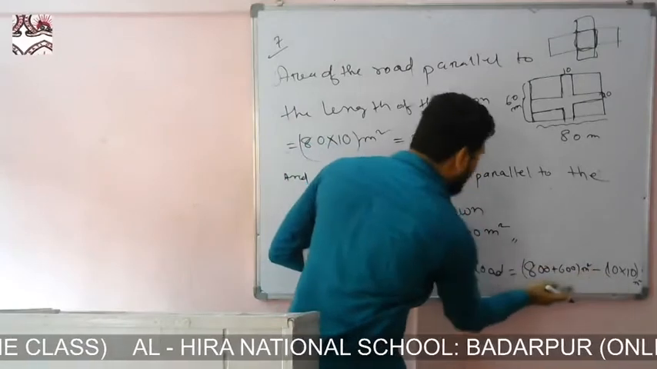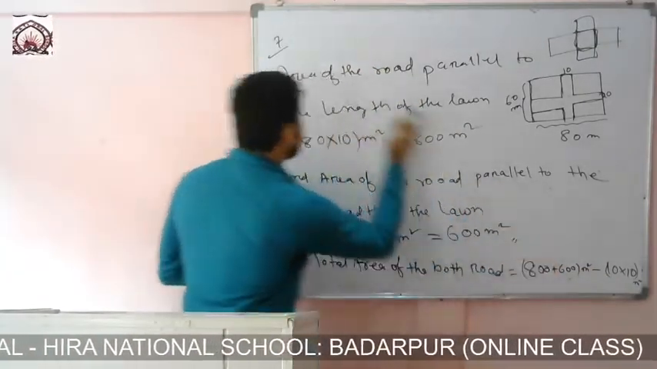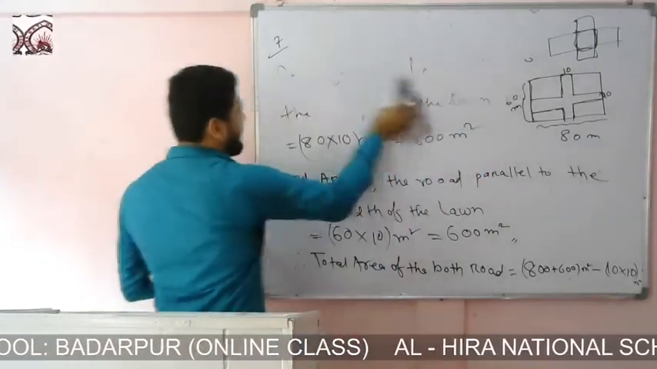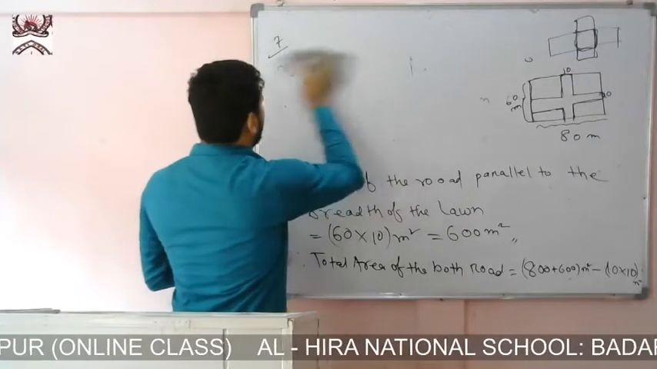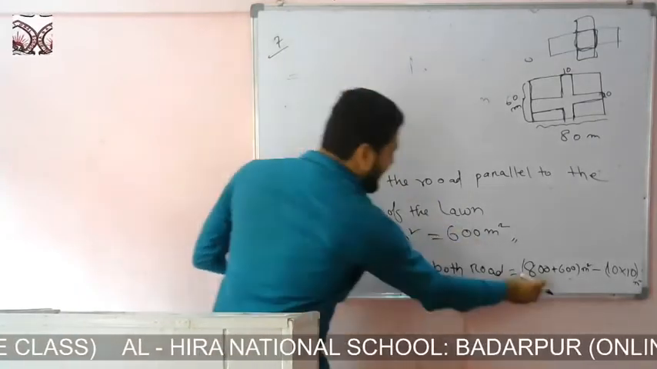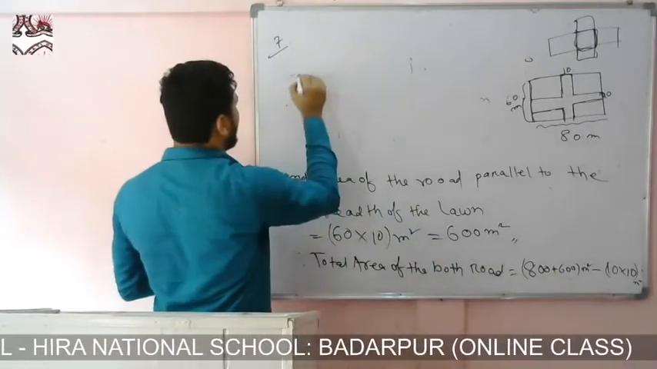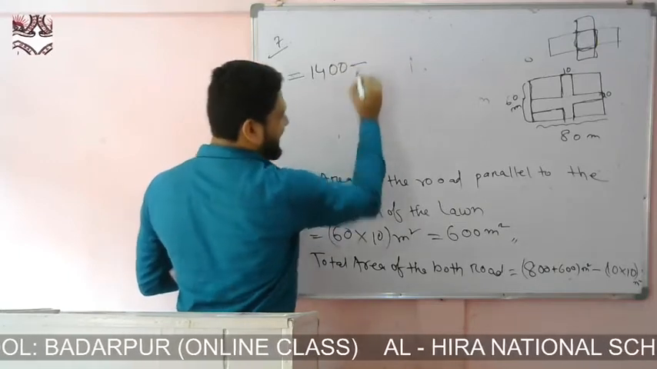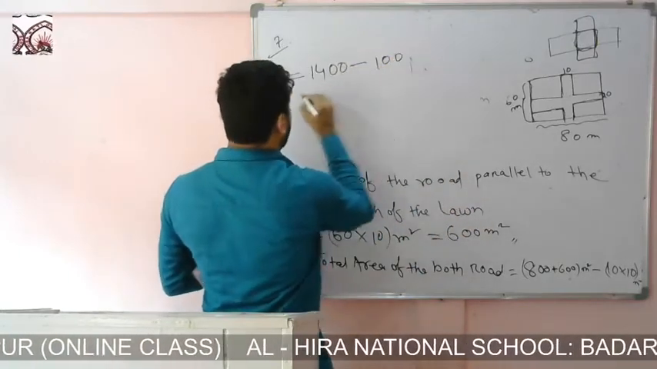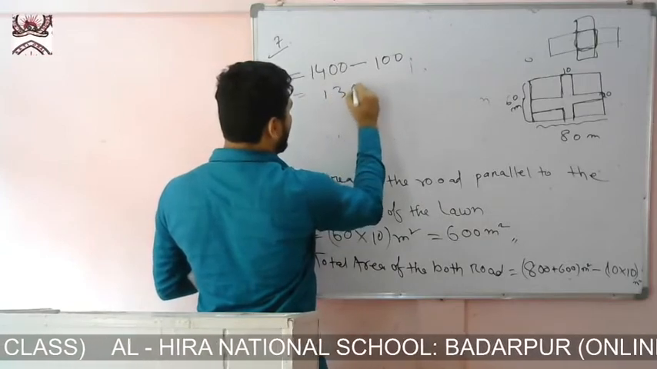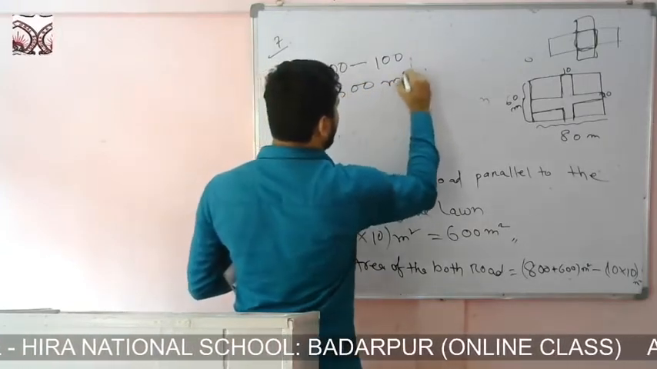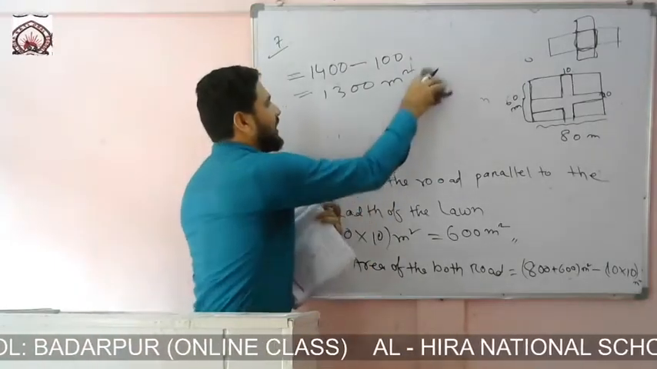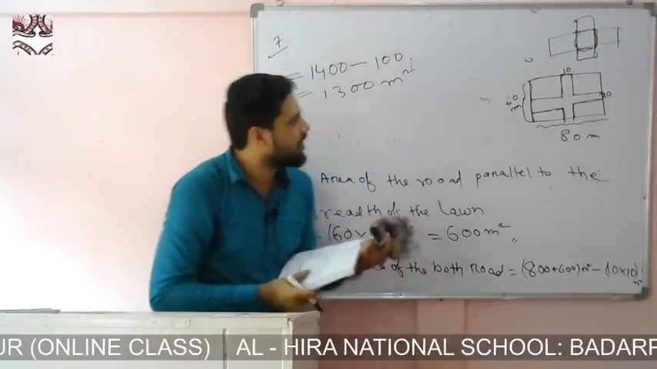Now you see I am doing this portion here. After that you follow here. You see it will be 800 plus 600, 8 plus 6, 14, and 1400 minus 10 into 10, which is 100, then 1400 minus 100 is 1300, so 1300 meter square is the required area of the road.